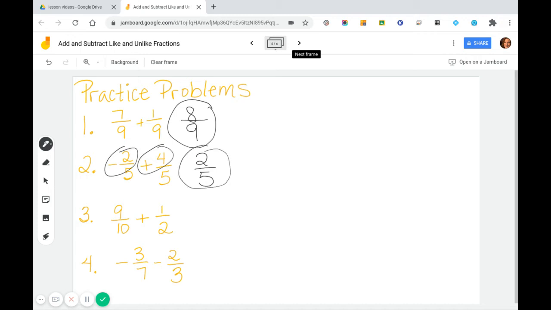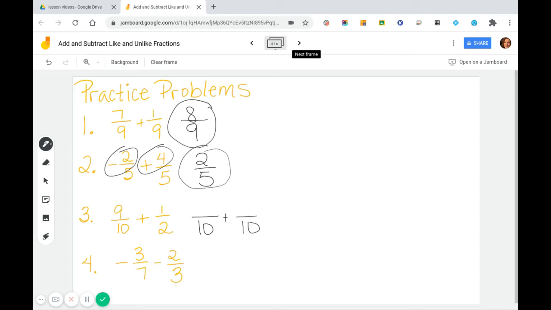Number 3. Okay, now here's where we're going to start putting these together. I do not have matching denominators. So what I want to do first is rewrite these so that the bottom numbers match. 10 and 2, you could do 20 if you want to, but I know they both go into 10. So I'm just going to go ahead and rewrite these with a 10 on the bottom.